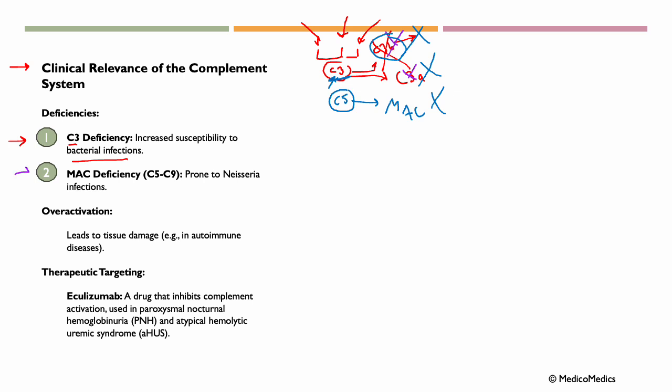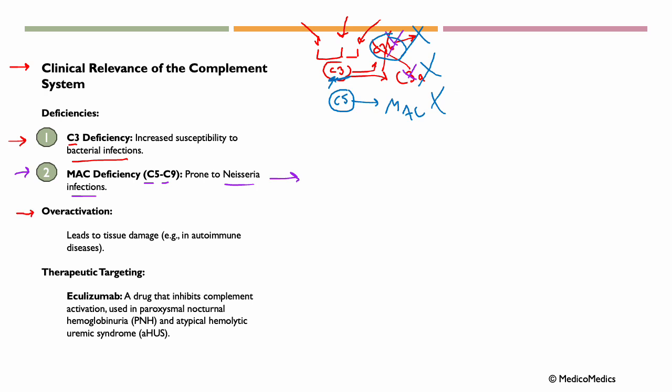What about MAC deficiency? So in MAC deficiency, or C5 to C9, the complement system can't form these membrane attack complexes, right? And what's its relevance to bacterial infections like the Neisseria species? Well, the MAC complex is crucial for punching holes in bacterial membranes. We know that now. But due to the deficiency, we don't have that. And gram-negative bacteria rely very heavily on MAC-mediated lysis for their clearance.